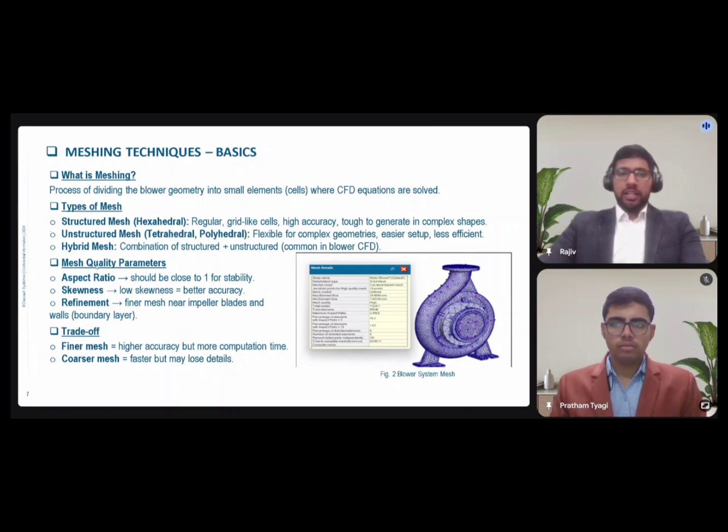Also, there are some quality parameters for meshes: the aspect ratio, the skewness, and refinement parameters. When we select one type of mesh, it usually comes with a trade-off. The finer mesh that provides higher accuracy takes much more computation time than a coarser mesh, which is faster than the finer mesh, but it also loses a lot of the details.